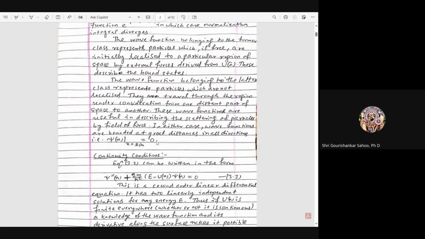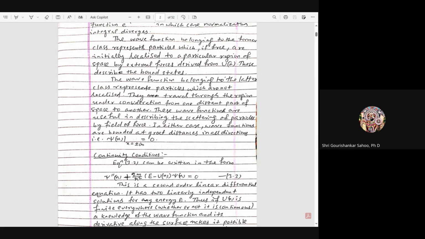The wave function belonging to the former class represents particles which, if free, are initially localized to a particular region of space by external forces derived from U, and this describes the bound states. The wave function belonging to the latter class represents particles which are not localized. They travel through the region under consideration from one distant part of space to another. These wave functions are useful in describing the scattering of particles by a field of force.